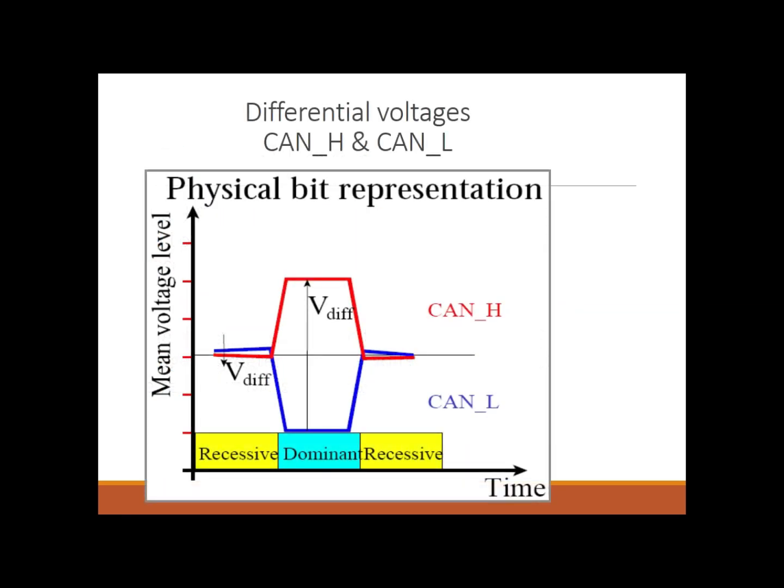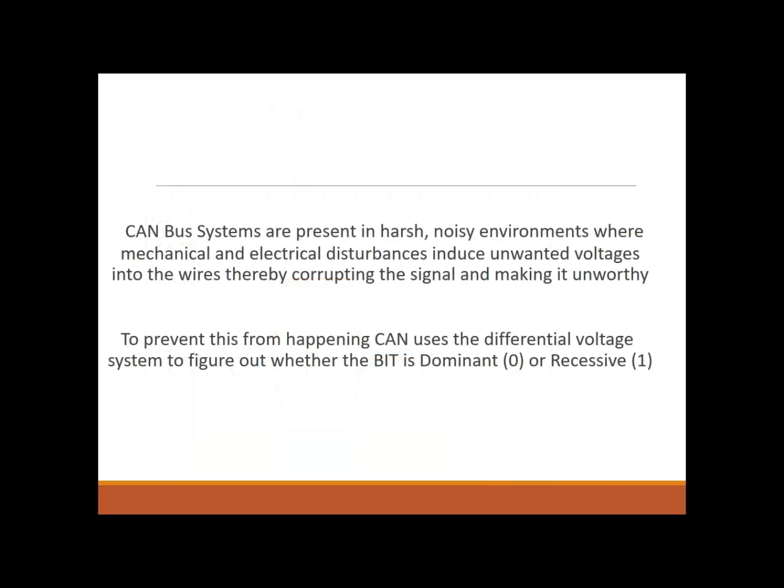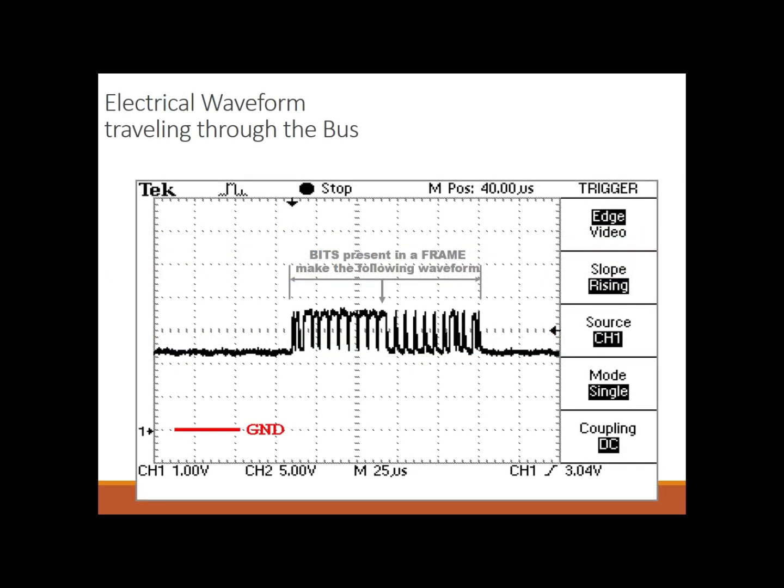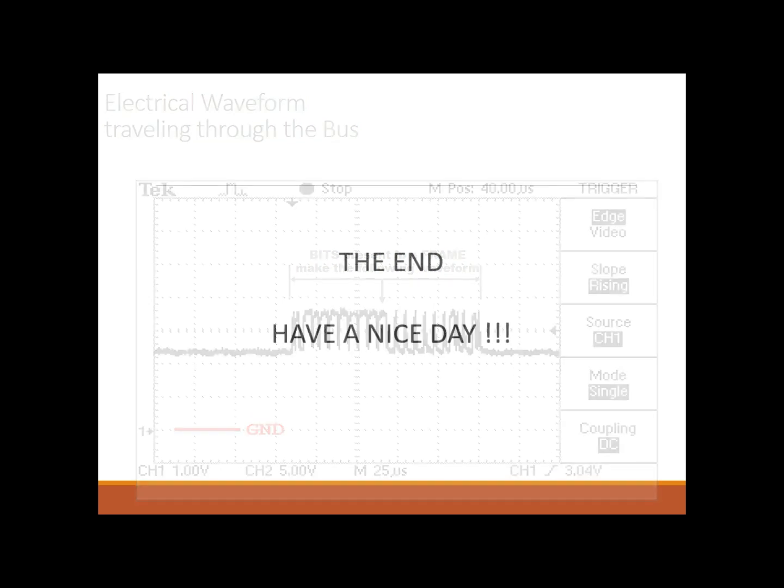Here the voltage levels are represented clearly: recessive and dominant. Whenever there is a dominant difference in the voltage level, only then will the transmission happen. The voltage difference between CAN low and CAN high is shown. Highlighted in red is the CAN high, and highlighted in blue is the CAN low. This is the electrical waveform traveling on the bus, and in these areas the transmission will happen.